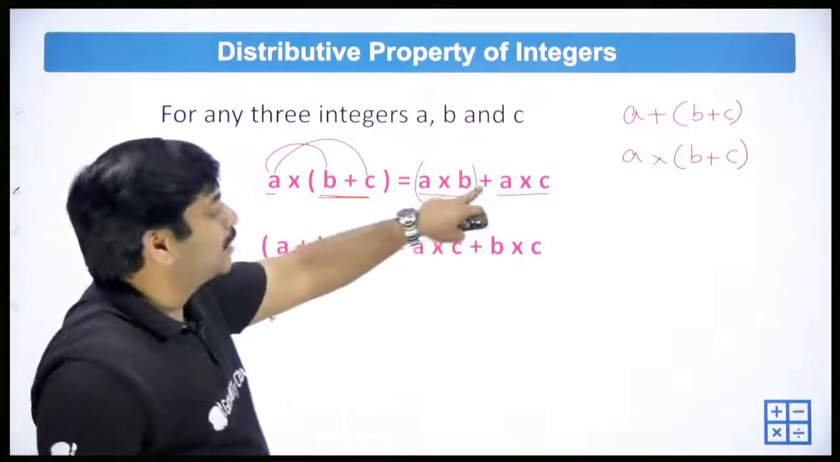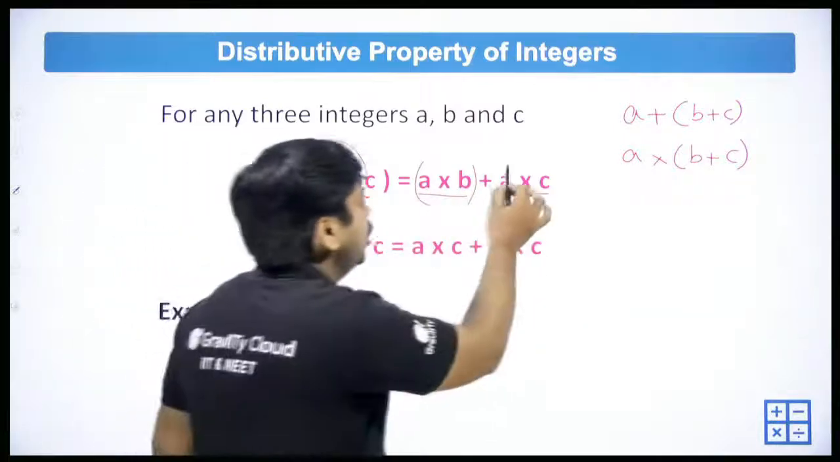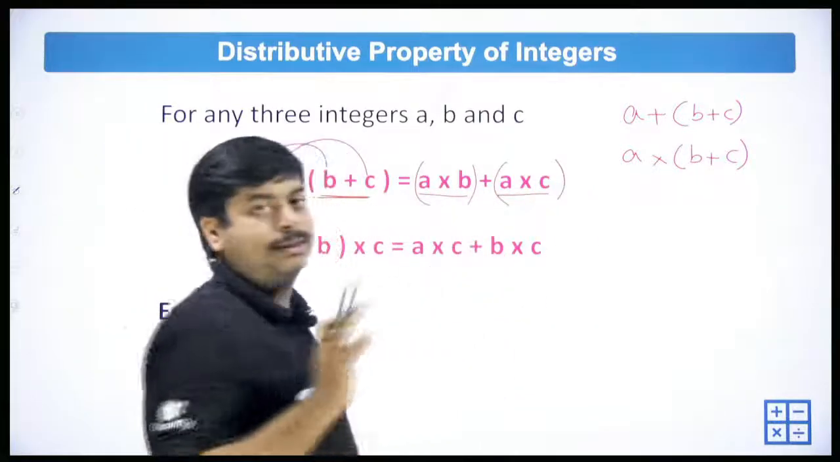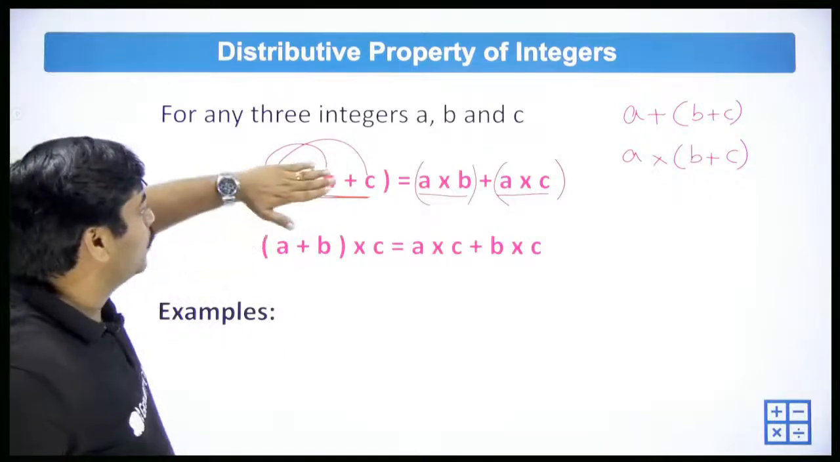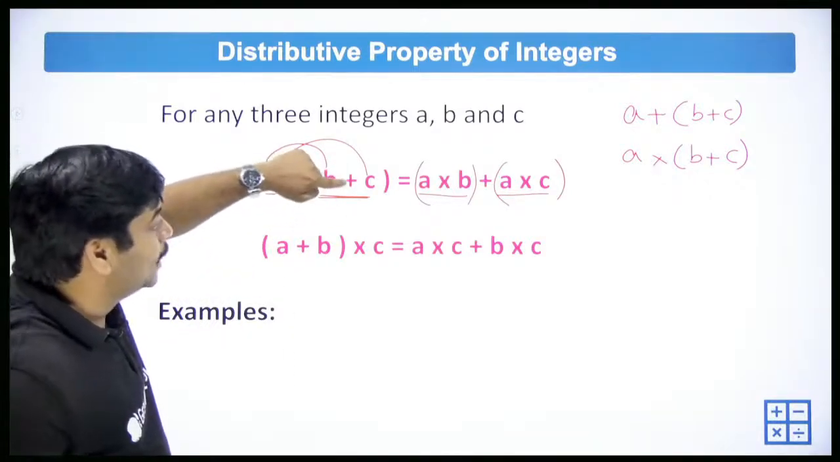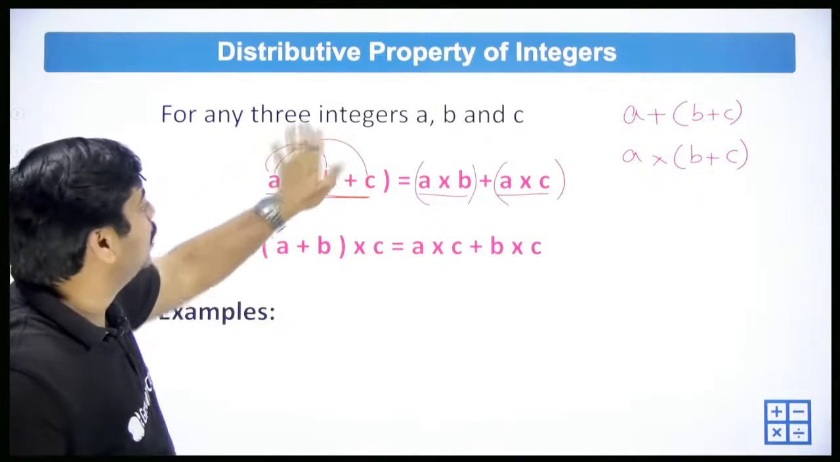You have a plus in between them. Don't try to multiply these two numbers again. What are we doing? A into B, that is one term. Then this plus will come and then A into C.